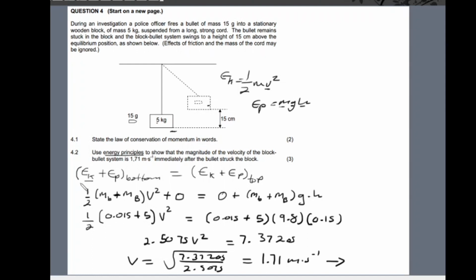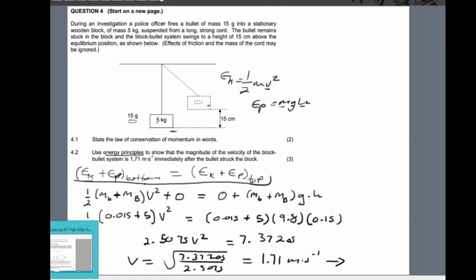The key to solving this question was to remember that using the energy principle, the total energy at the bottom will be equal to the total energy at the top, right? And then you know what total energy we're talking about: kinetic energy and gravitational potential energy. Okay, so now let us go to 4.3.